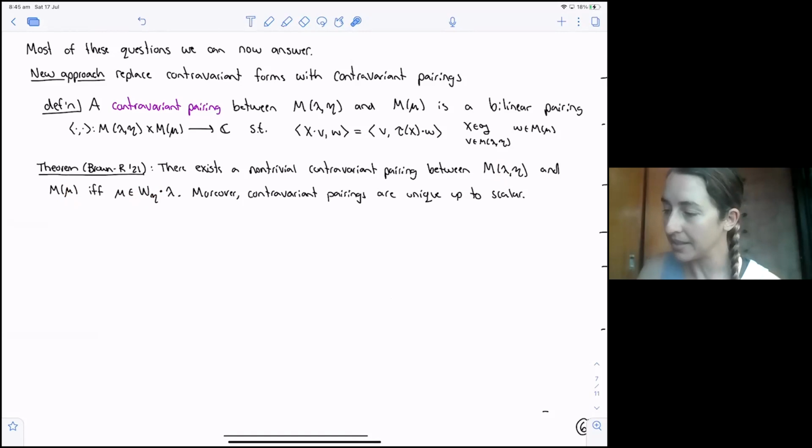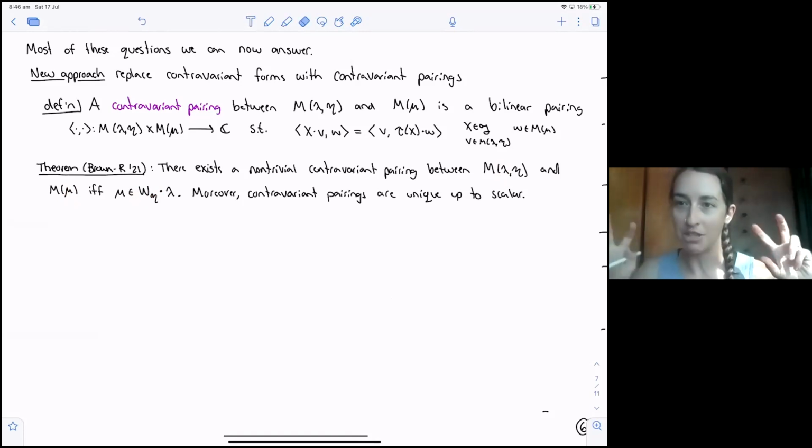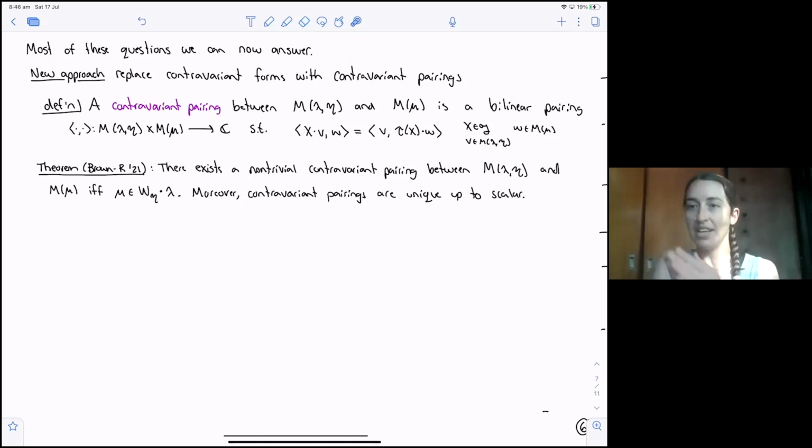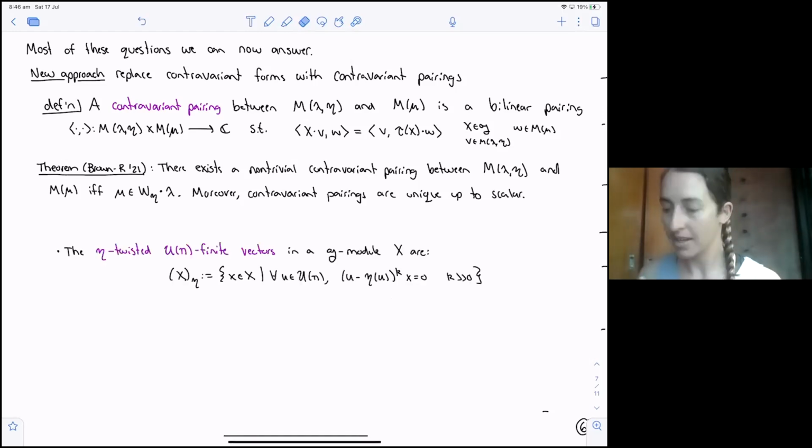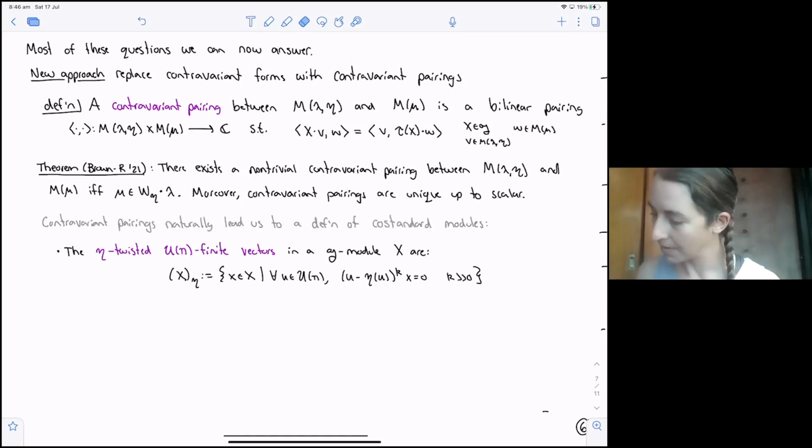And so this theorem is capturing exactly the same information as our other theorem. We still have W eta's worth of contravariant pairings in the same way we had W eta's worth of contravariant forms, but now we spread them out. So instead of all being contravariant forms on the same module, we've moved them so each one pairs with a different Verma module. And this spreading out procedure is exactly what we needed to be able to define our co-standard objects.